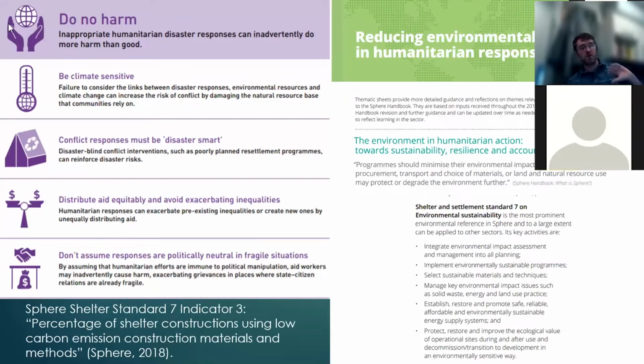And as Kelly mentioned, there's various reasons for wanting to do this. One of them is the latest addition to the shelter standards in Sphere, and in particular indicator 3 in shelter standard 7, which is percentage of shelter constructions using low carbon emission construction materials and methods. Whilst the tool that's in development at the moment doesn't necessarily define low carbon emission construction materials, what it does do is allow for a comparison between the different types of materials that you might be using. So you can enter in, if you're using a standard plastic tarpaulin temporary shelter versus using some other bamboo structure, you can compare those in terms of the expected carbon footprint, and therefore identify and report on what's being done to hopefully reduce the environmental impact of shelter options.